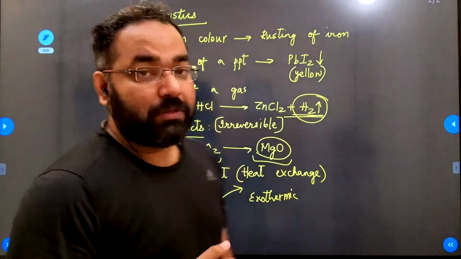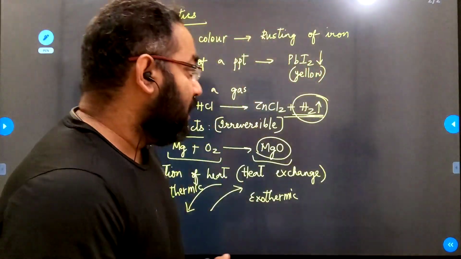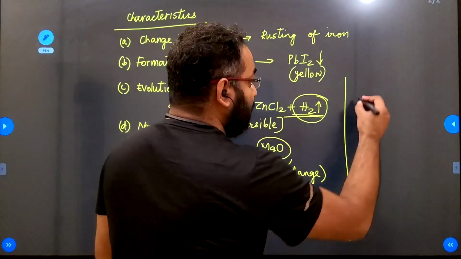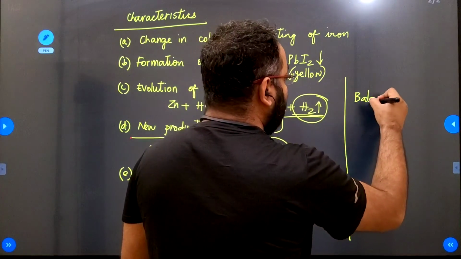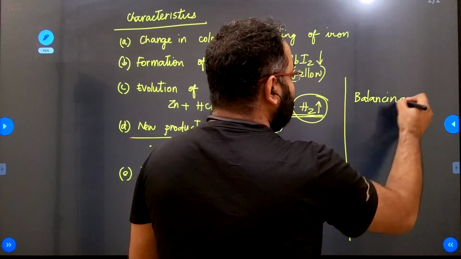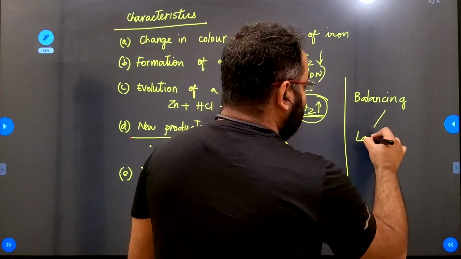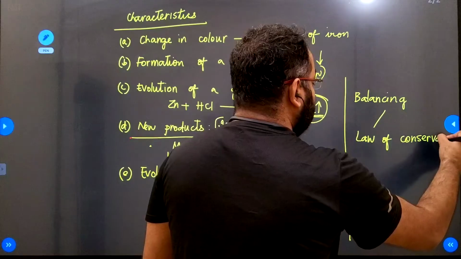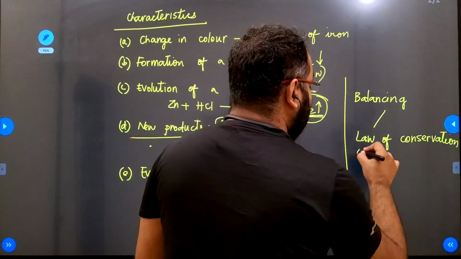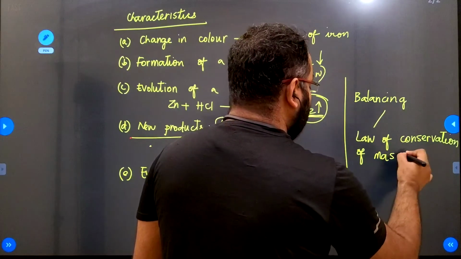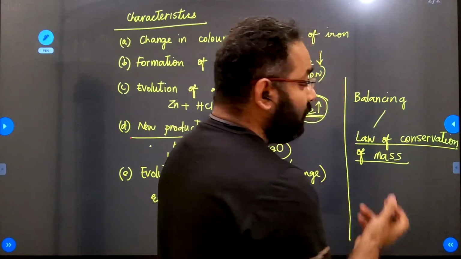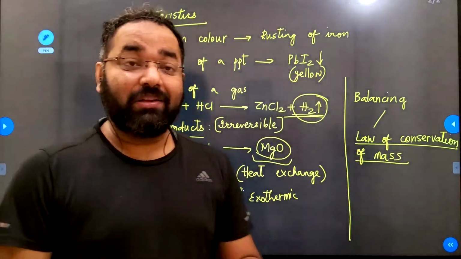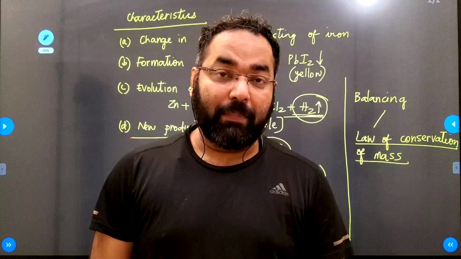The next part of the chapter spoke about balancing a chemical equation, and whenever you think of balancing a chemical equation, please keep one very important law in mind: whenever you balance a chemical equation, you always keep it in accordance with the law of conservation of mass. If they ever ask you a direct question on what law is applicable when you're balancing a chemical equation, the law is the law of conservation of mass.